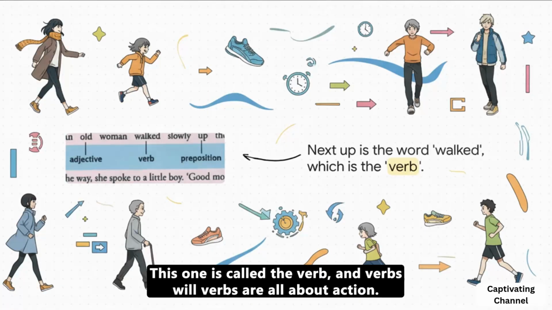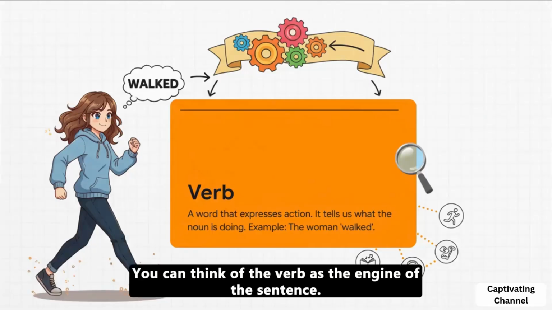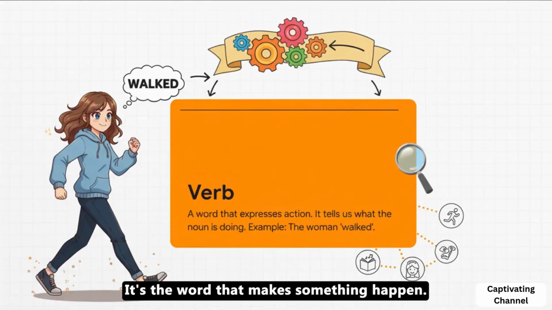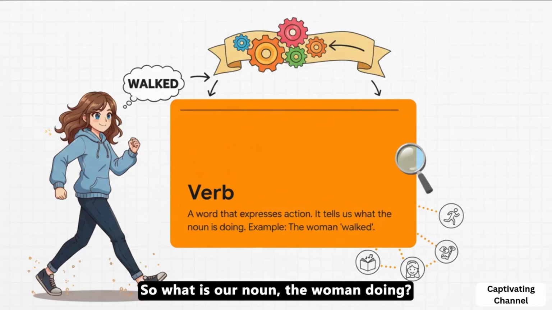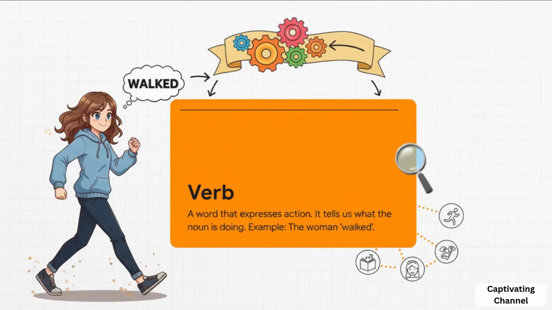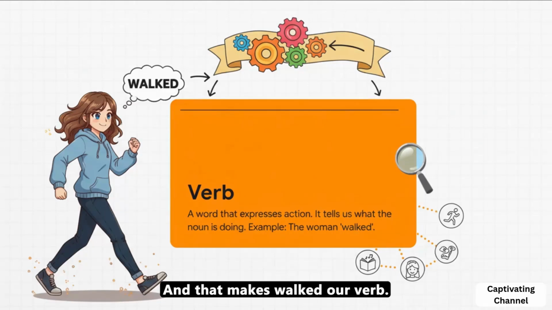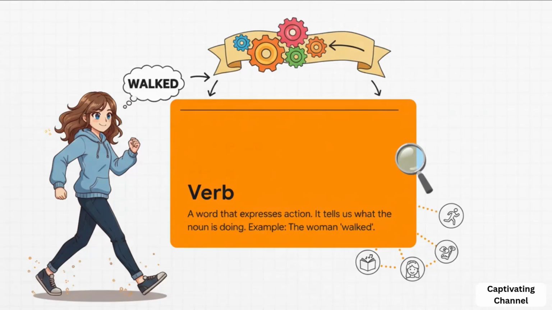All right, let's slide over to the next important word here, walked. This one is called the verb, and verbs are all about action. You can think of the verb as the engine of the sentence. It's the word that makes something happen. So what is our noun, the woman, doing? She walked. That's the action, and that makes walked our verb.